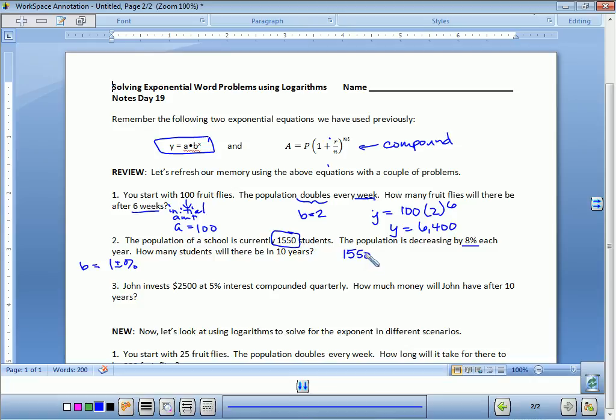So our equation would be 1 minus. Now, how do we write this percent as a decimal? 0.08. And this is percent each year, and our time period was in years, so we don't have to do any adjustment there. We just put 10. So this would give us our population after 10 years. And so we'd say 1550 times 0.92 to the 10.